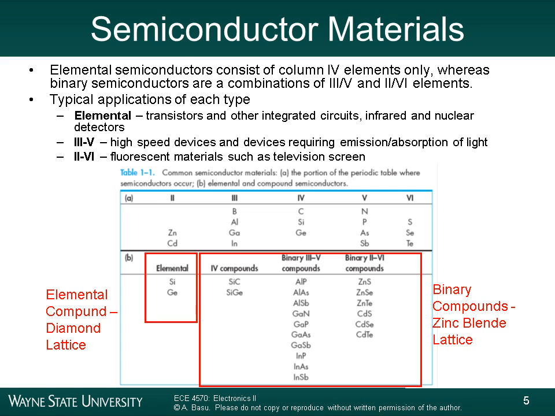Yeah. Okay. These different types of semiconductors are used in various types of applications. Elemental semiconductors like silicon are used in the transistors and microprocessors and typical integrated circuits, and they're used in these types of detectors. 3-5 devices are often high-speed devices used in high-speed communication electronics or high-speed detectors used for scientific or military applications. These are also devices requiring the emission and absorption of light. Silicon, for example, doesn't emit light. So you'll never see an LED made out of silicon.